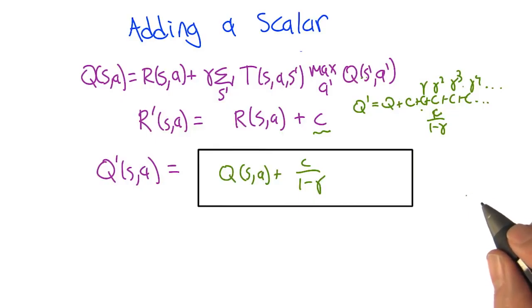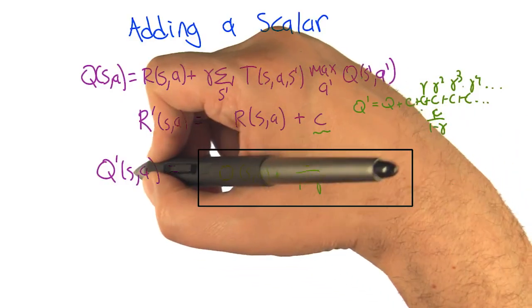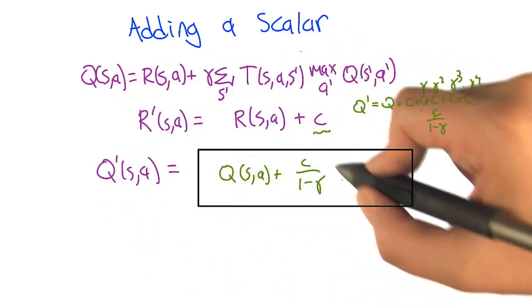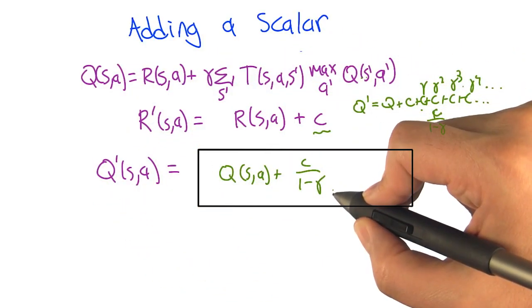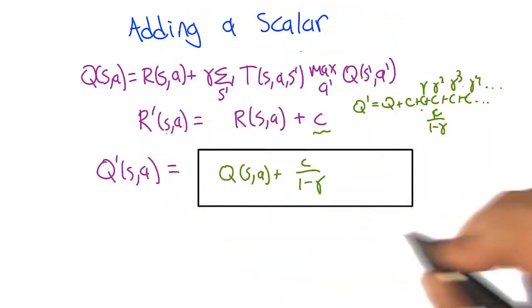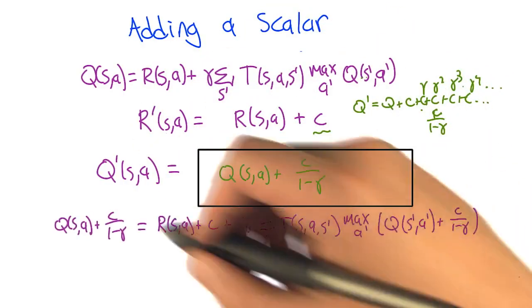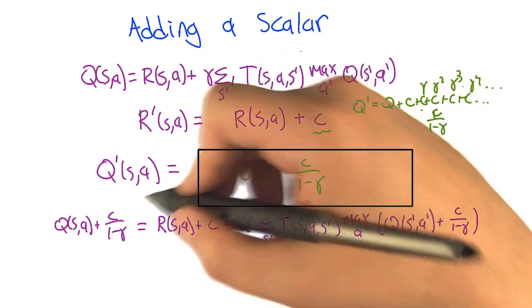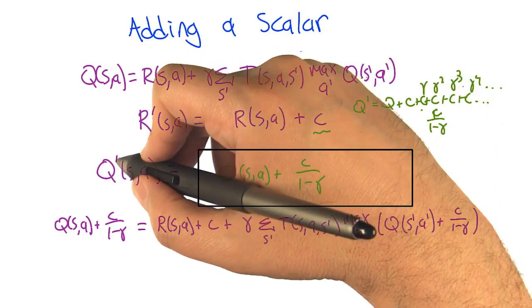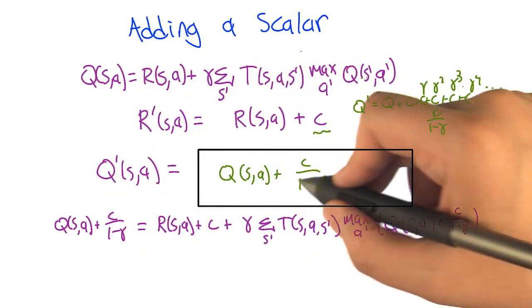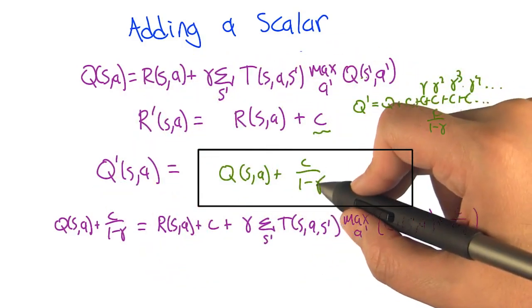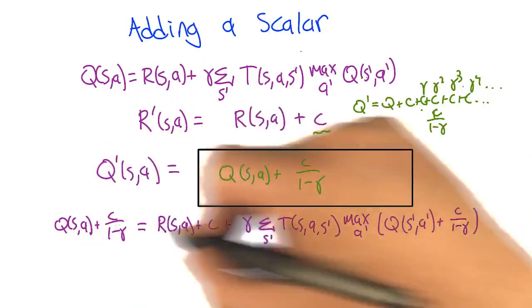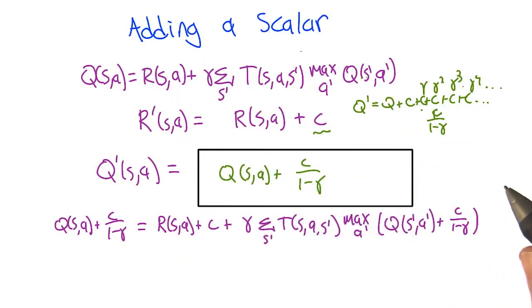Again, the trick is going to be we're going to write out the Bellman equation for Q prime, substituting in our guess for Q prime and our definition of R prime, and then see if it works. So this is the thing that we need to be true if the rest of it is true. That is to say, if the new Q function is just the old Q function shifted by this C over 1 minus gamma, then we need this equation to be true. So this is true if and only if what?